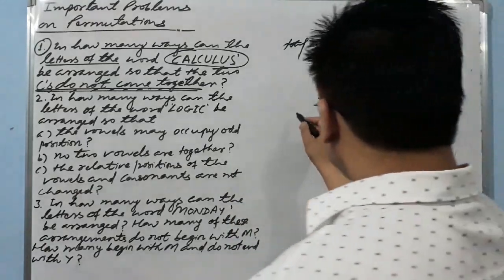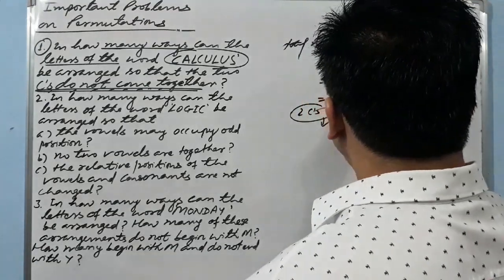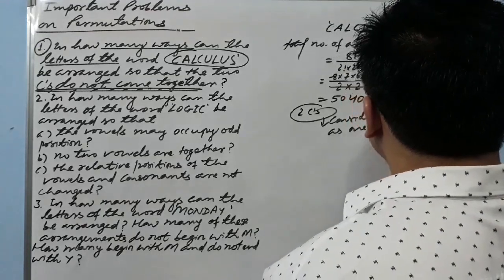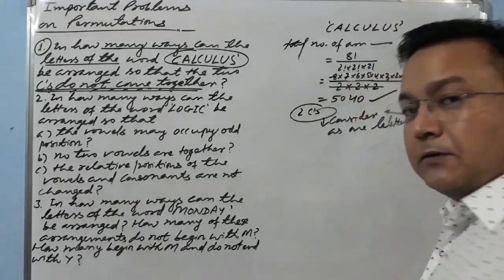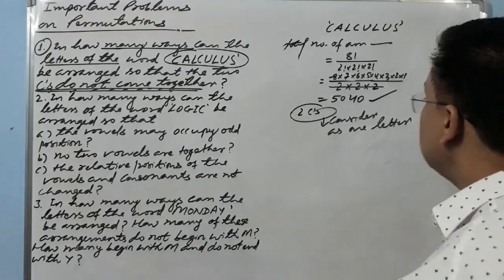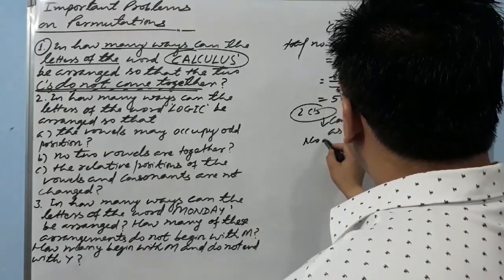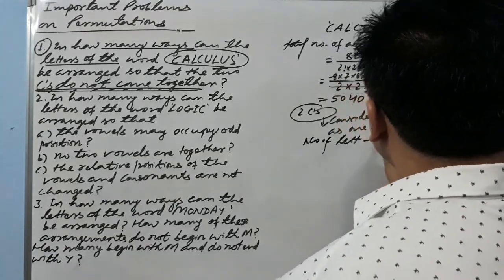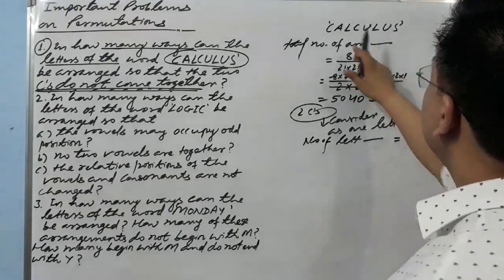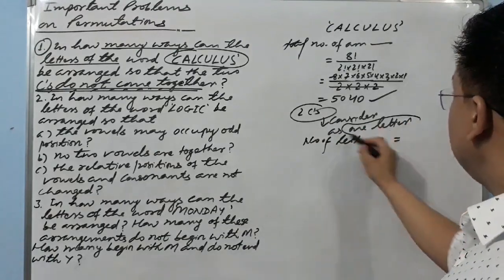And so in this case, we consider the two C's as one letter. With a single letter, we can suppose that. Two C's considered as one letter, then what will be the number of letters? Number of letters: 1, 2, and the two C's we have supposed as one letter.